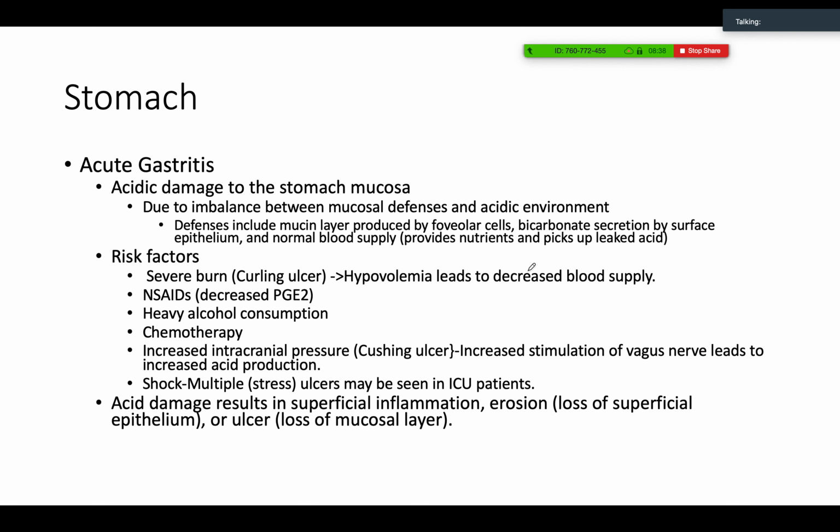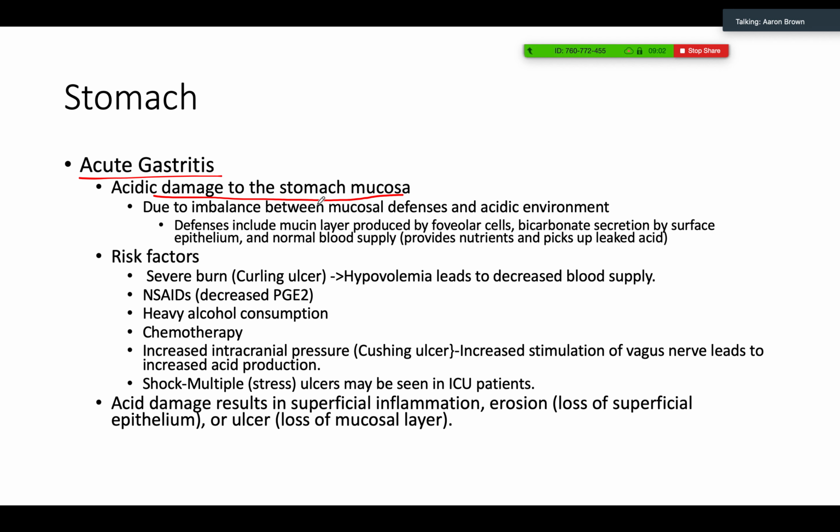Great. So, moving from our esophagus into our stomach. You cannot talk about the stomach without talking about what happens when you have too much acid. The stomach makes acid, the parietal cells. It is their job to make acid. However, acid, as you know, is very acidic, right? So, that acid can cause damage to the stomach mucosa.